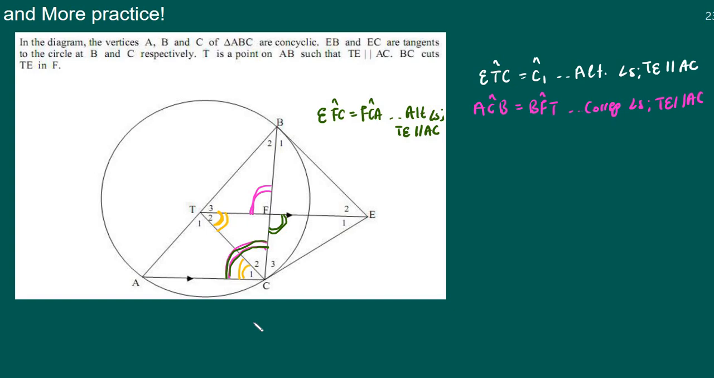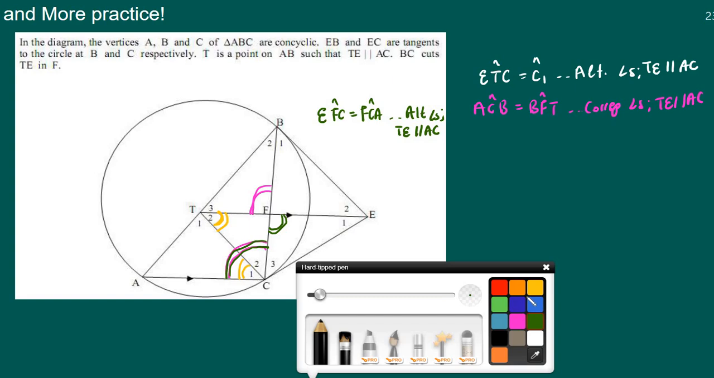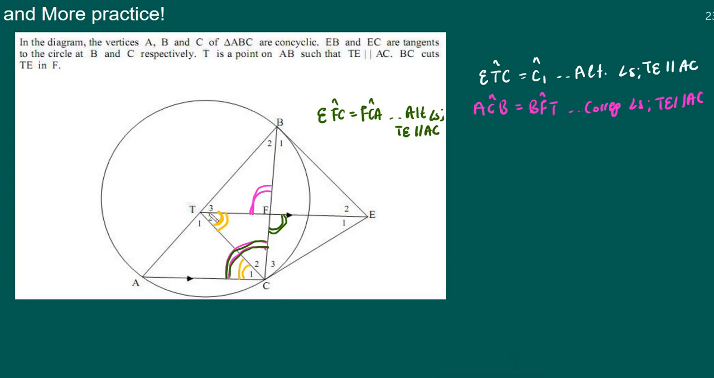TFC plus TFC. Okay, this one. Plus ACF plus AC. They add up to 180. Okay, that is true. TFC plus FCA, they add up to 180.